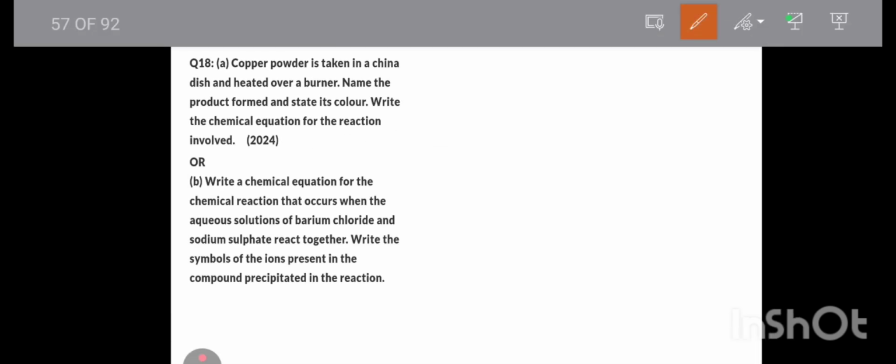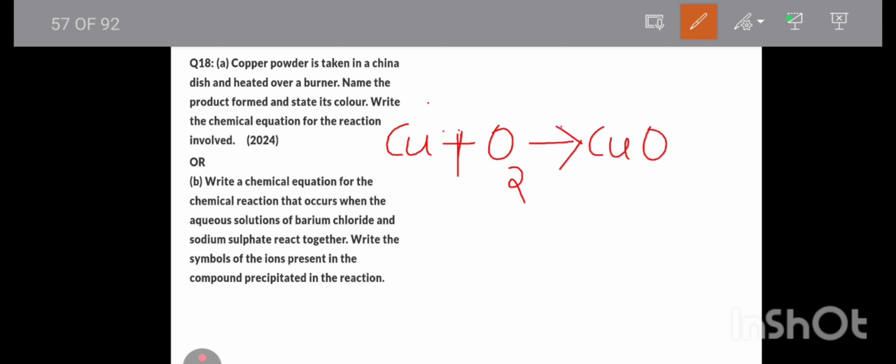Copper powder is taken in a china dish and heated over a burner. Name the product formed and state its color. So copper powder we have taken. Copper is brown in color. So this brown copper, when heated over a burner, will react with oxygen and form black colored copper oxide.